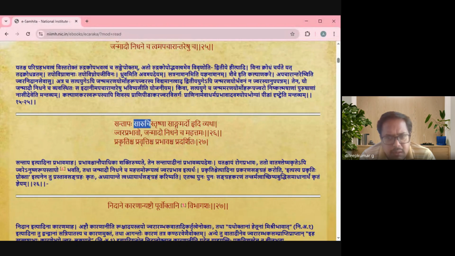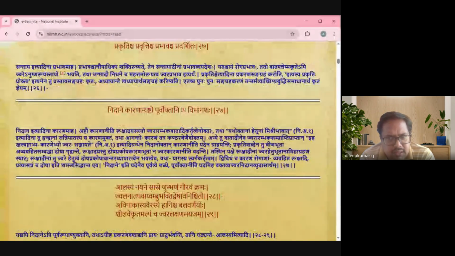The special characteristic feature of Jwara is that it has Santapa, Aruchi, Trishna, Angamarda, Hrudivyatha. These are all the Jwara Prabhava. Janmadou Nidhanecha Mahatma is also one of the Prabhava, a speciality feature. That is, it is present at the time of birth and it is present at the time of death. So these are all the Prakriti, Pravrutti and Prabhava of Jwara.